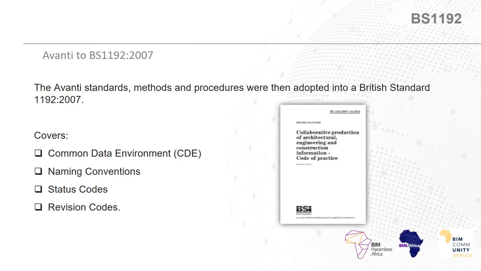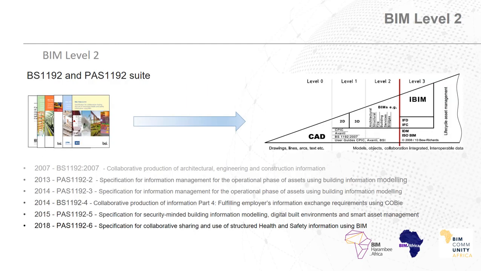BS 1192 covers what we know as the common data environment, file naming conventions, the use of status codes, and revision codes. Unfortunately, even with the publication of the British standards, these coordinated standard methods and procedures were not widely adopted by industry until the BIM Level 2 mandate was introduced in the UK. The BS 1192, along with the PAS 1192 suite, which were developed between 2007 and 2018, would form the core documentation defining BIM Level 2 requirements within the UK.